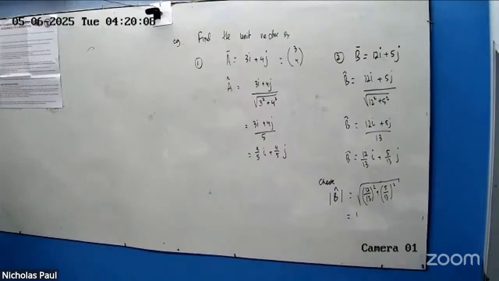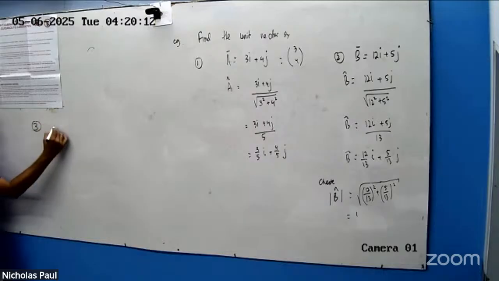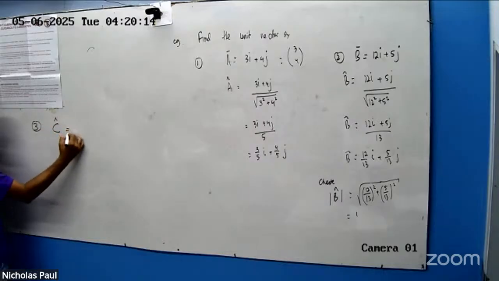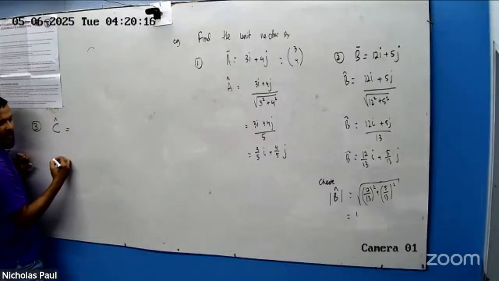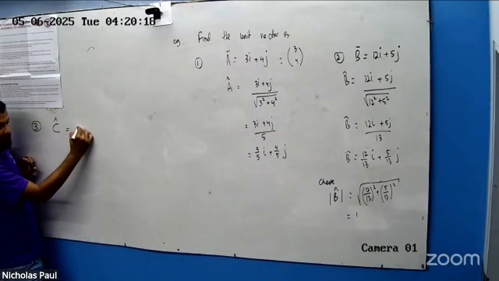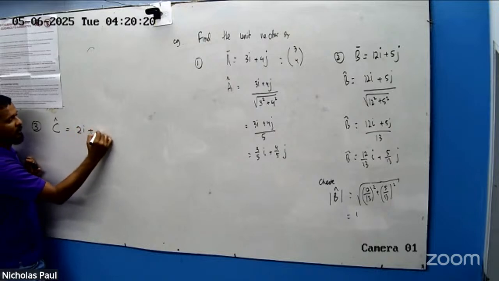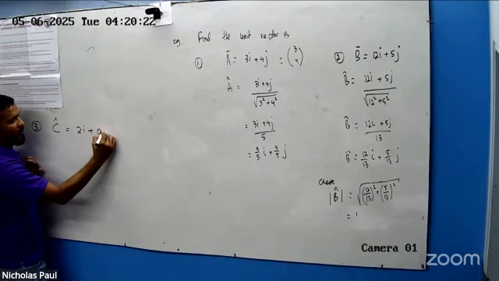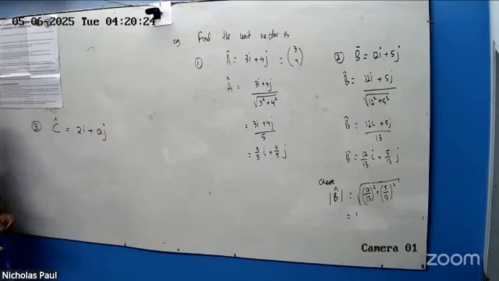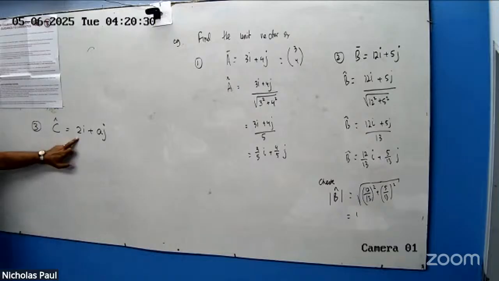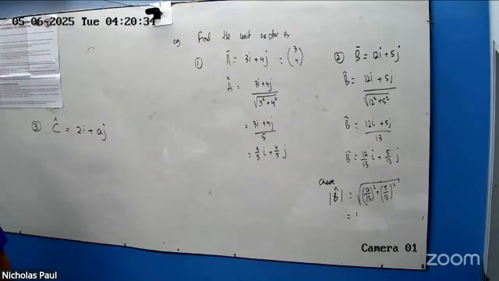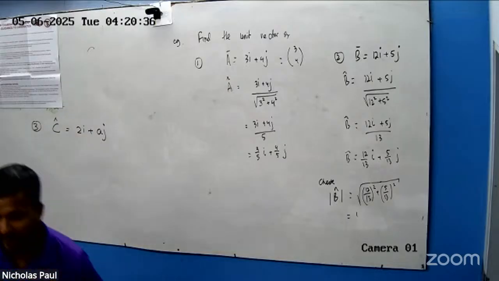Given the unit vector C, 2I plus AJ, find the value of A.